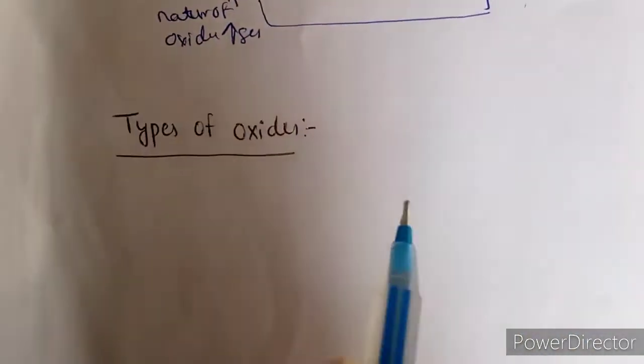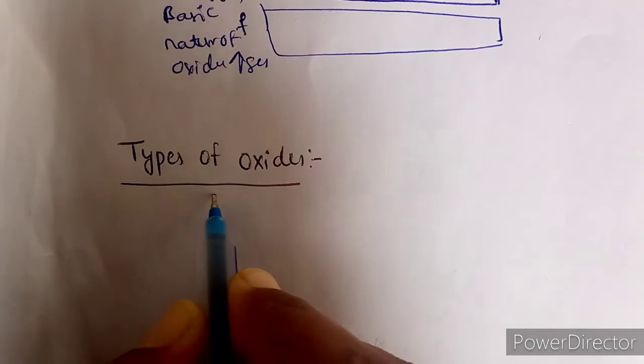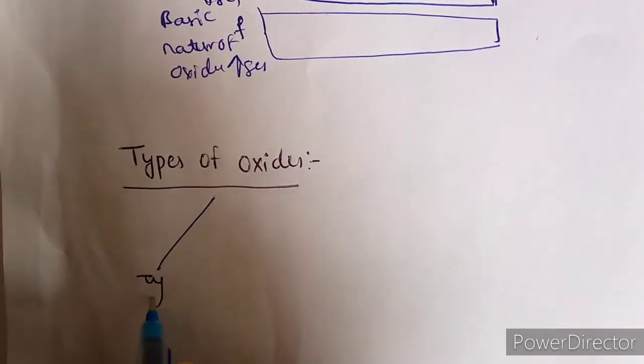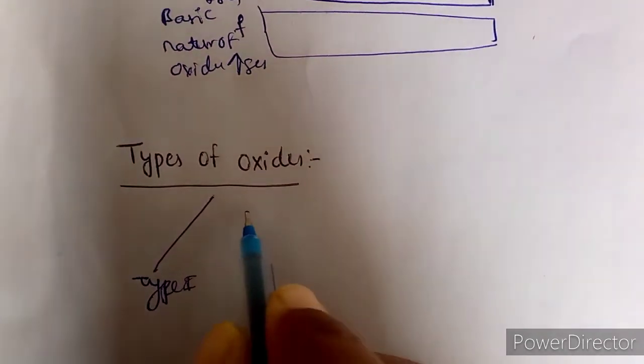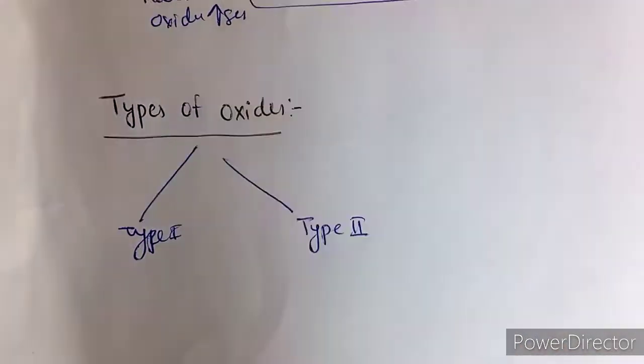Now we'll see the classification of oxides. These are of two types, type 1 oxides and type 2 oxides. And these type 1 and type 2 oxides are again classified based on these characteristics.